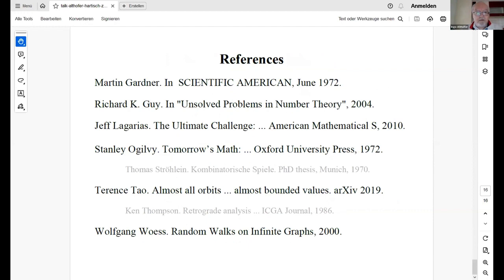Some references. First, Martin Gardner really made this problem very popular in 72 by his Scientific American article. Richard Guy had in 2004 more details, Jeff Lagarias has a full book. And Gardner learned about the problem from a book by Stanley Ogilvy. And Ogilvy's book also led to the results by the three hackers in early 72. Terence Tao had the best theoretical partial results. And for my results, I took Wolfgang Woess's random walks on infinite graphs for the theoretical background.